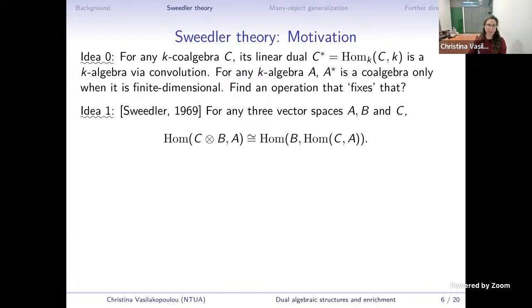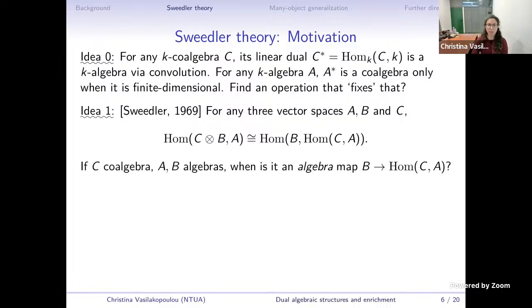So if we start with three vector spaces, then of course, due to the tensor-hom adjunction, we have this bijective correspondence between these two hom spaces. But we can see that on the right, if A is an algebra and C is a coalgebra, then Hom(C, A) is an algebra due to convolution. So one could ask, when are those linear maps from B to Hom(C, A) compatible with the multiplication structure of those two things?